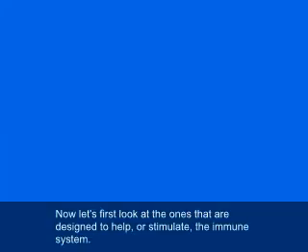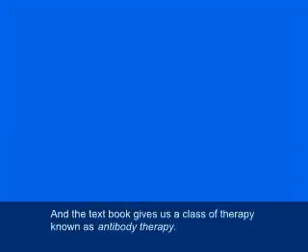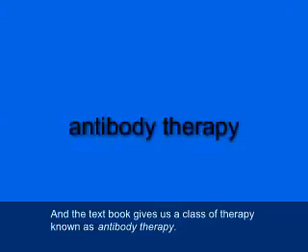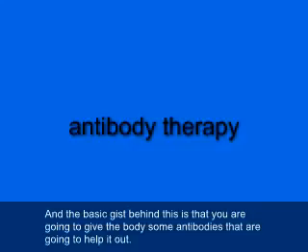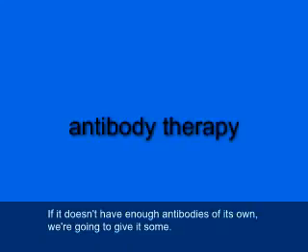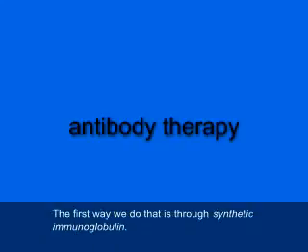Now, let's first look at the ones that are designed to help or stimulate the immune system. And the textbook gives us a class of therapy known as antibody therapy. Antibody therapy is designed to stimulate the immune system's response. And the basic gist behind this is you're going to give the body some antibodies that are going to help it out. If it doesn't have enough antibodies of its own, we're going to give it some. And the first way we do that is through synthetic immunoglobulin.